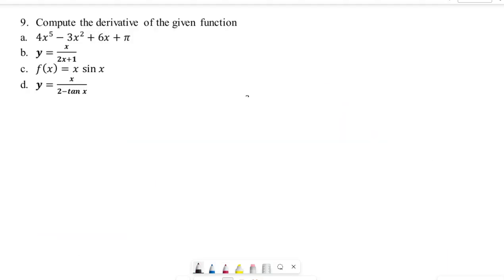So this question is about calculating the derivative. We need to remember various formulas. Let's do one at a time. 9a. The function is 4x to the power 5 minus 3x squared plus 6x plus pi. We need to find the derivative.